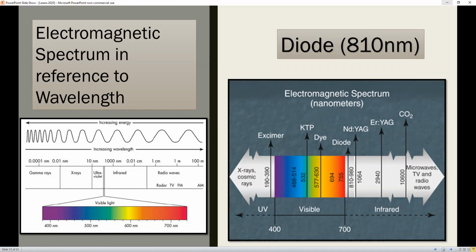So in dentistry, for dental hygiene use, we use a diode laser, which is 8-10 nanometers, and that falls between the red and the Nd:YAG laser as well.